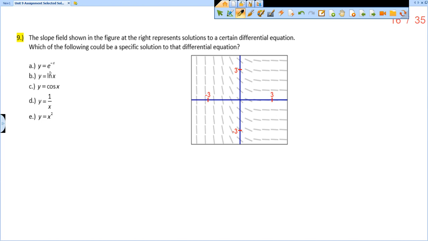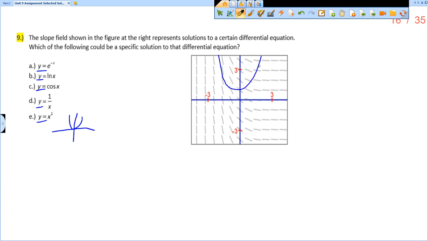All right, so remember, these are y equals equations, right? And so that means we're trying to figure out which one of these could be drawn on this and match the slope field. All right. And so what we want to do is we want to know what each of these graphs look like. So I'll start with the easy one, y equals x squared. You know what that looks like, right? Vertex at 0, 0, parabola, right?